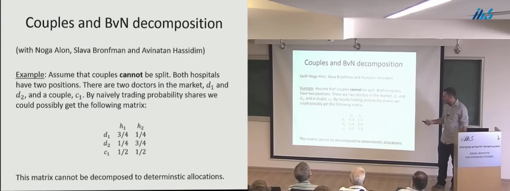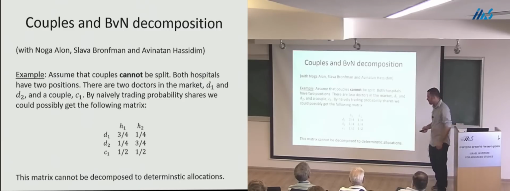Okay? We cannot possibly decompose this matrix into a lottery over valid assignments because wherever C1 is assigned, they are getting all the hospital, right? And then D1 and D2 should go together to the other hospital. So D1 and D2 must have the same probability for being in hospital 1 or hospital 2, or we're using inefficient assignments, okay?